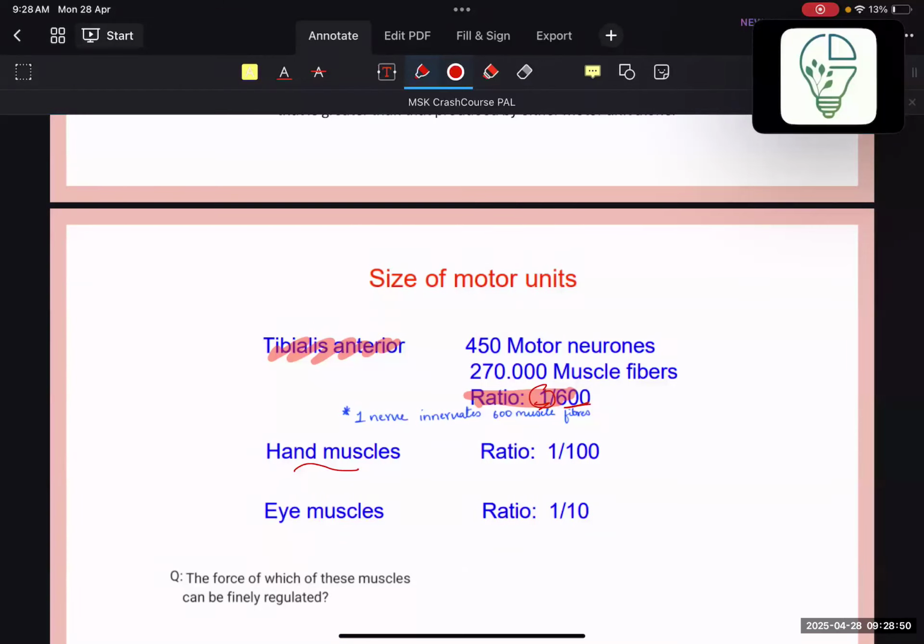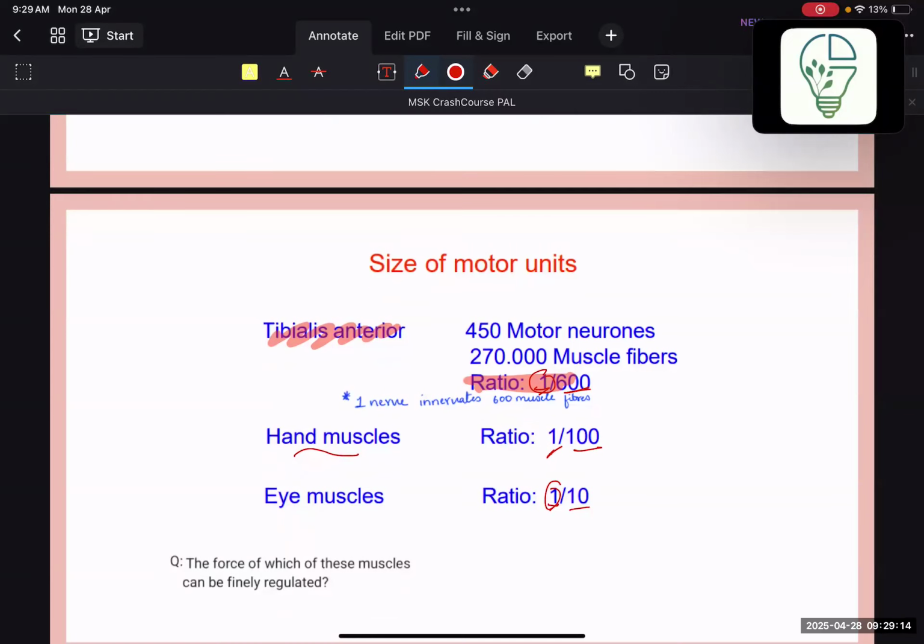Hand muscles, they're a lot more precise, right? It's not about force, it's about the preciseness of the movement. And you still need a good amount of force. Imagine if you're not able to unclench and clench your fist. So one neuron will innervate almost 100. Eye muscles, on the other hand, is not about force at all. It's about how delicate and precise the movement can be. So one neuron will innervate 10 fibers. So the question, the force of which of these muscles can be finely regulated? It is the eye muscle.